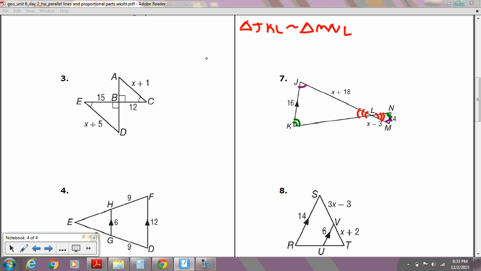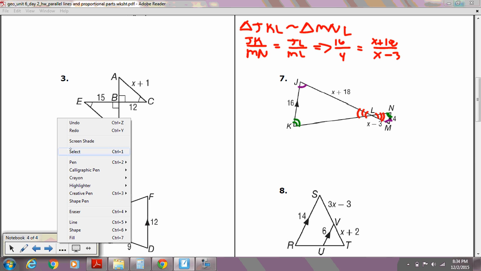Now let's label the proportional sides. So I know that JK is given, and it's proportional with MN. I know that JL is also given, and it's proportional with ML. Keeping that in mind, I can replace the values: JK being 16, MN being 4, JL is x plus 18, and ML is x minus 3.